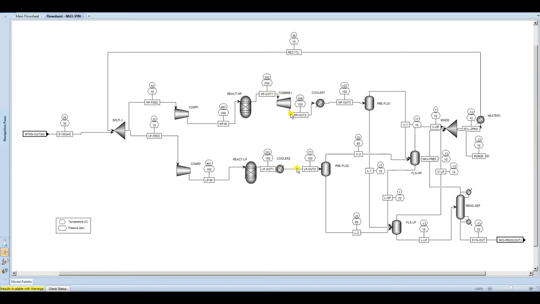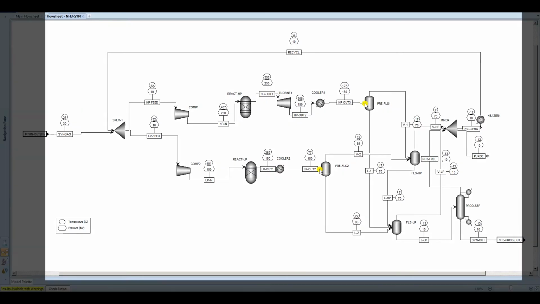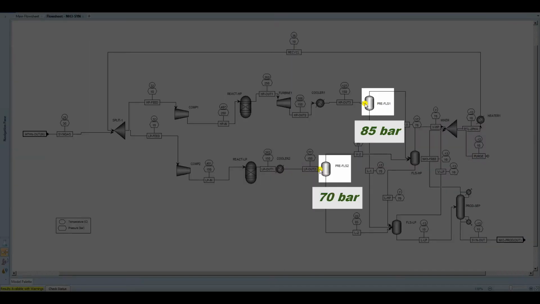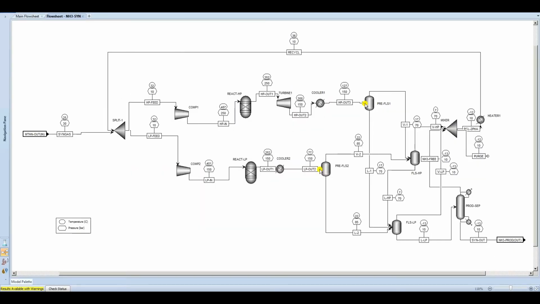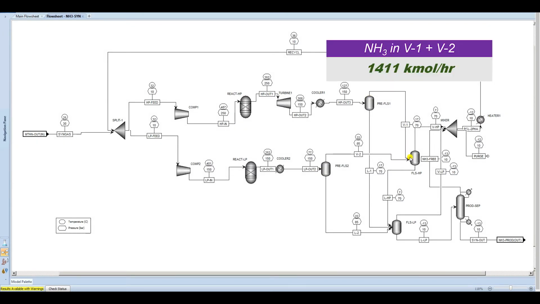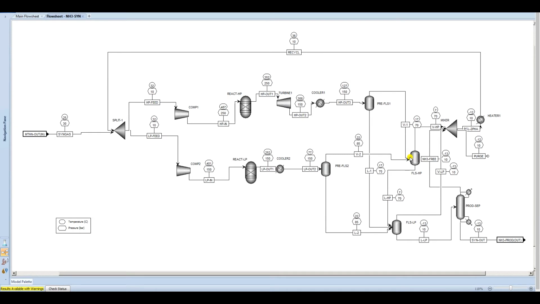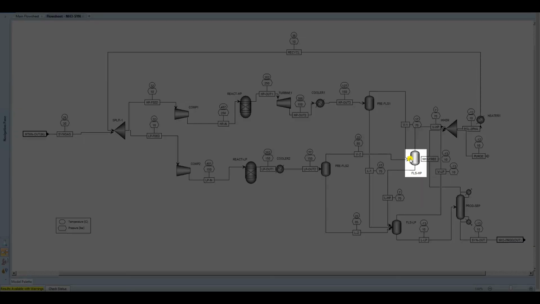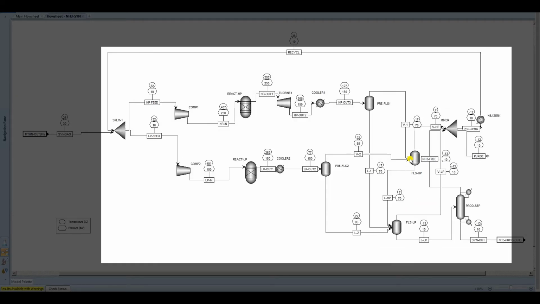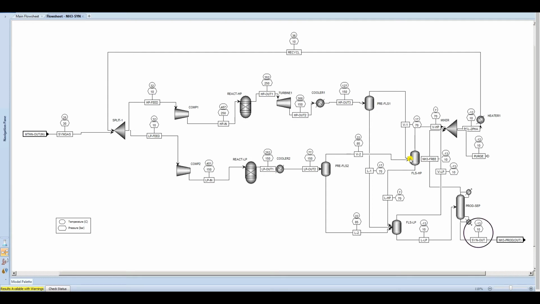Using coolers and 2 parallel flash vessels which operate at 85 bar and 70 bar produced an ammonia-rich liquid stream. Since vapor streams V1 and V2 contain around 1400 kmol per hour of ammonia, we introduced a third flash vessel to further separate ammonia from syngas. Trial and error has been used to determine the optimal conditions for this flash vessel. Transporting pressure for ammonia is 10 bar, so all ammonia liquid streams have been fed into a fourth flash vessel to produce liquid ammonia at 10 bar.